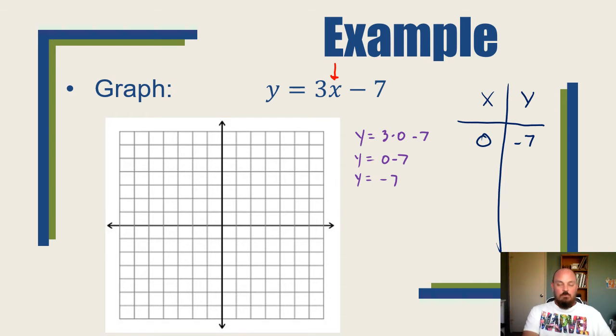So let's plot that point. Remember, these are points. You can think of it as 0, comma, negative 7. So 0 to the right, stay right in the middle, down 7. 1, 2, 3, 4, 5, 6, 7. It's right there on the bottom. There's my first point.